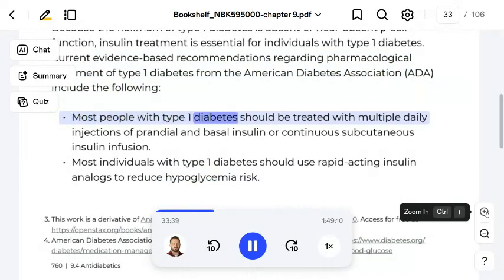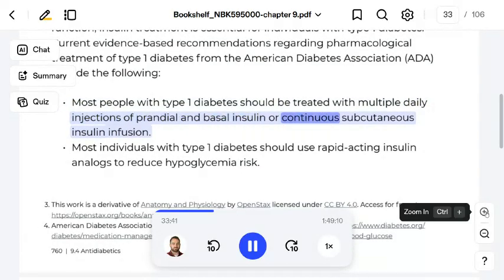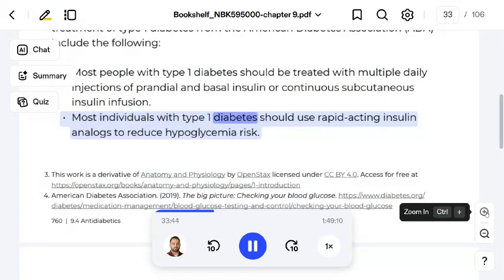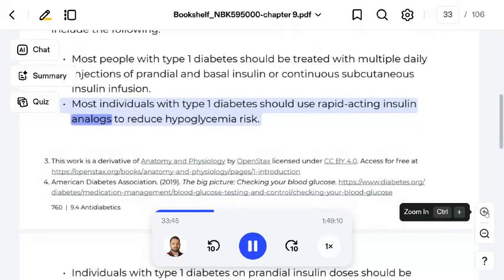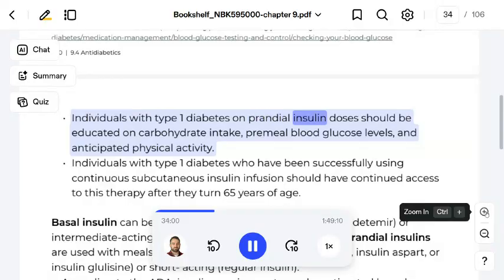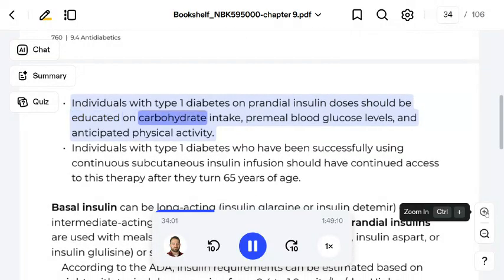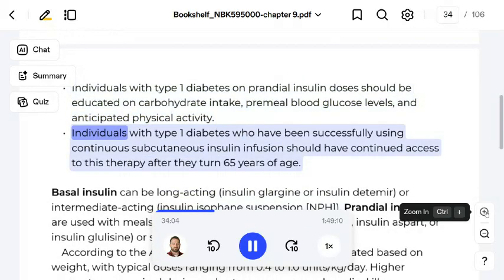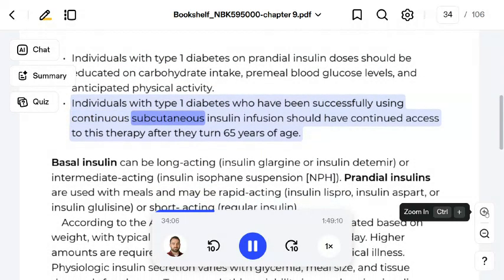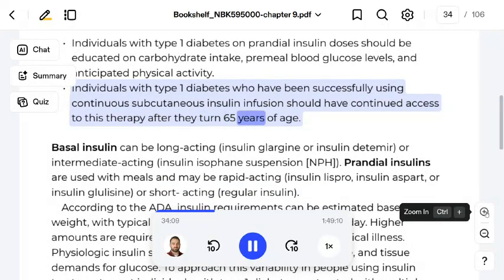Most people with type 1 diabetes should be treated with multiple daily injections of prandial and basal insulin or continuous subcutaneous insulin infusion. Most individuals with type 1 diabetes should use rapid-acting insulin analogs to reduce hypoglycemia risk. Individuals with type 1 diabetes on prandial insulin doses should be educated on carbohydrate intake, pre-meal blood glucose levels, and anticipated physical activity. Individuals who have been successfully using continuous subcutaneous insulin infusion should have continued access to this therapy after they turn 65 years of age.